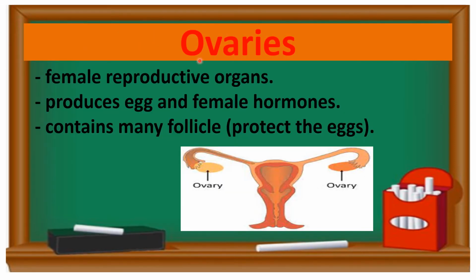So first, let us go to the ovaries. So ovaries are female reproductive organs. Again, ovaries are your female reproductive organs. It produces egg and female hormones, and it contains many follicles. So these follicles protect the eggs. So in this picture, this is what you call your ovaries. This is where your ovaries are located.